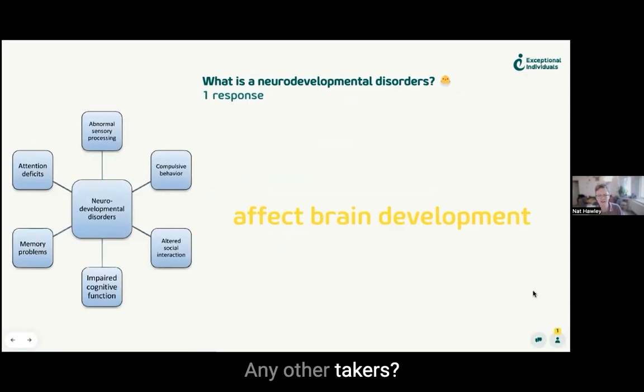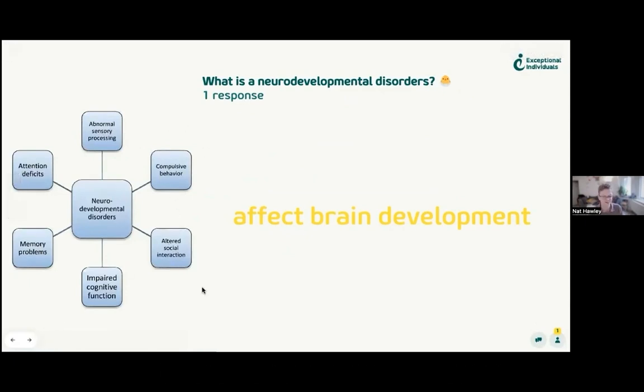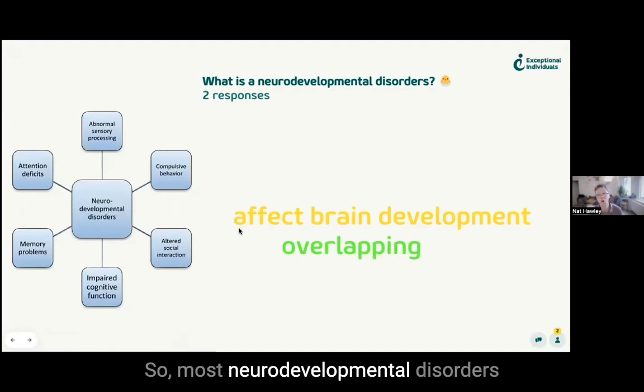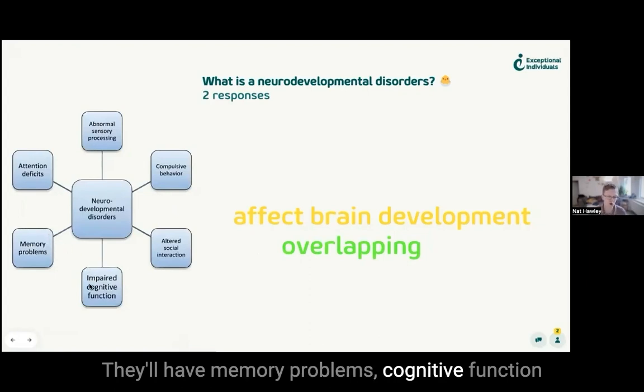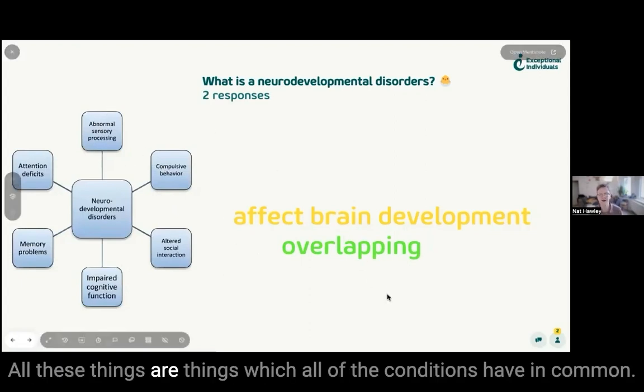Anyone else? Any other takers? Are there any other things which group all of these together? Bear in mind, I do have a nice little image here which says some of the things. Well, I'll give you the answers then. So, memory problems, yes, they overlap, definitely. Most neurodevelopmental disorders will have the following in common. They'll have memory problems, cognitive function impairment, altered social interactions, compulsive behavior. All these things are things which all of the conditions have in common.